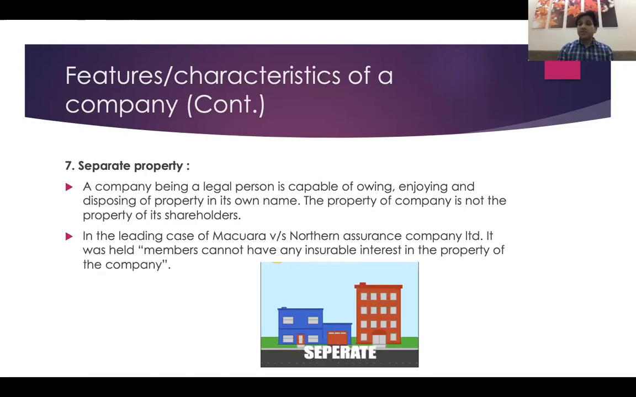In this case, Macaura insured the property of the company in his own name, and when he claimed from the insurance company, the company denied settling the claim because the property belongs to the company and he took the policy in his own name. So that is why his claim was not settled, because the member is different from the company and the company has its own property, which is the property of the company and not the property of its members.